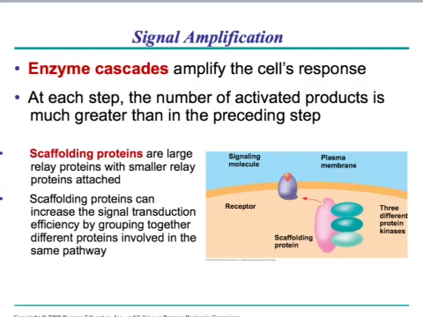So scaffolding proteins increase the efficiency of how the signal is transduced by grouping together different proteins involved in the same process. So instead of having to go and find protein A, and then find protein B, and then find protein C to get them all activated, you activate the scaffolding protein. It activates A, B, and C all at the same time.